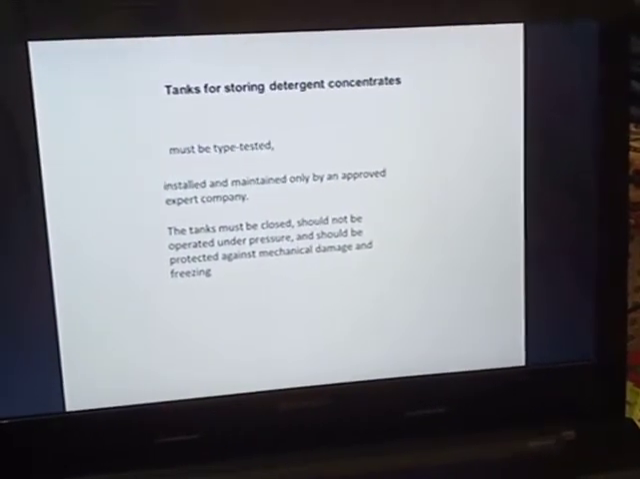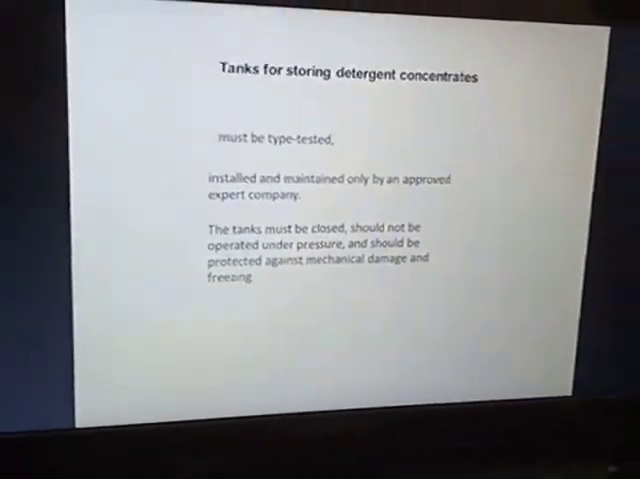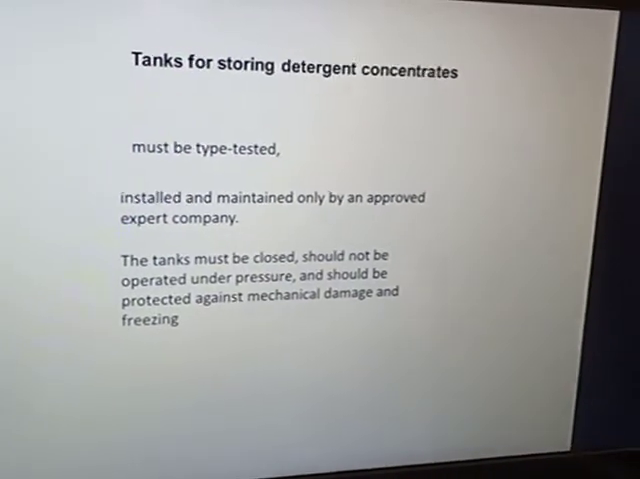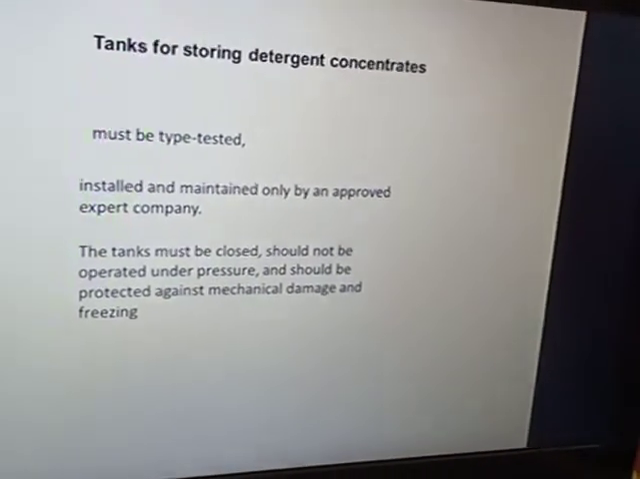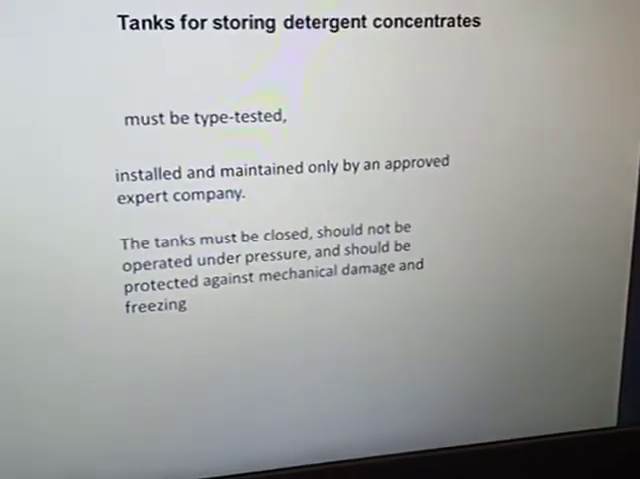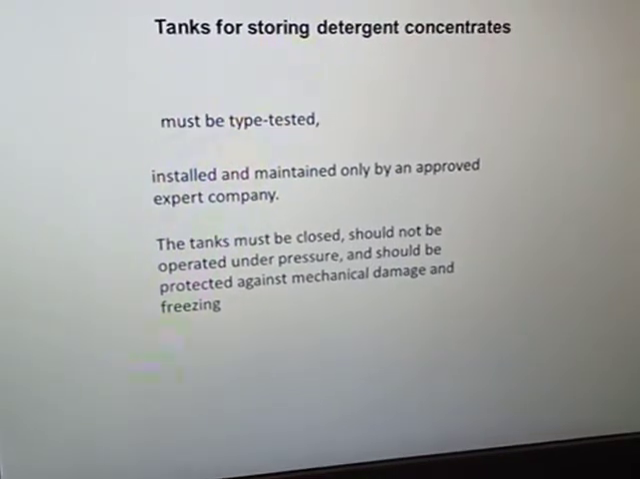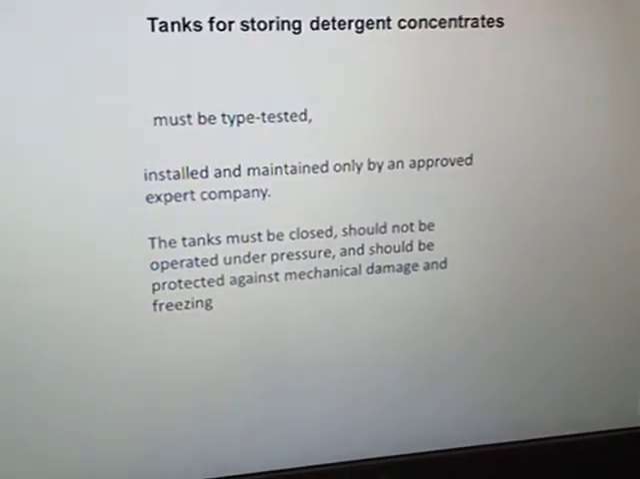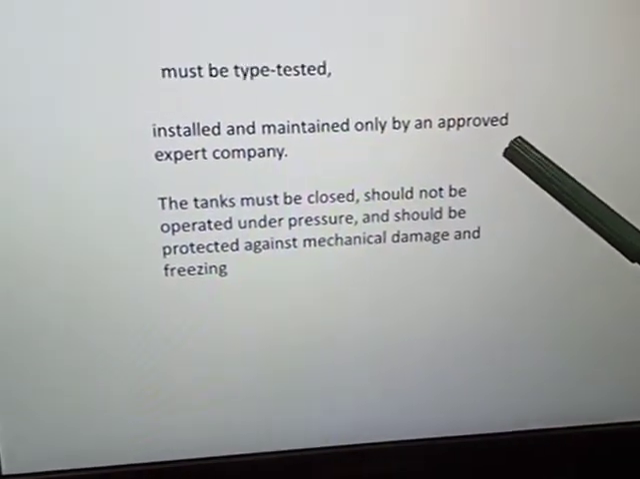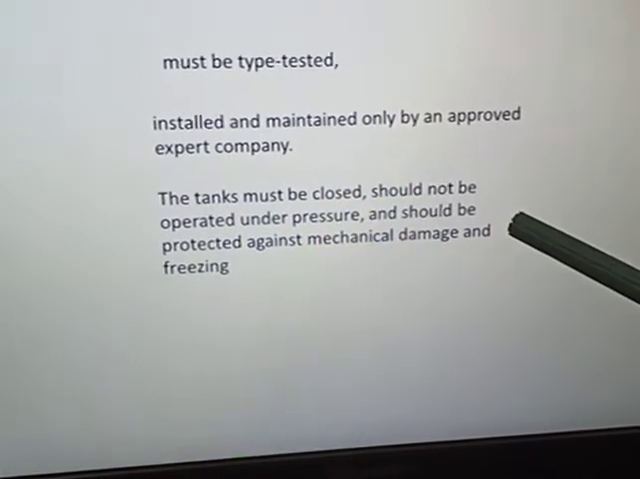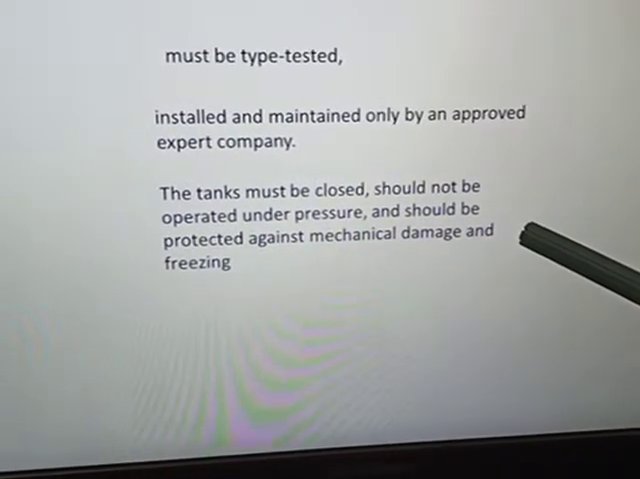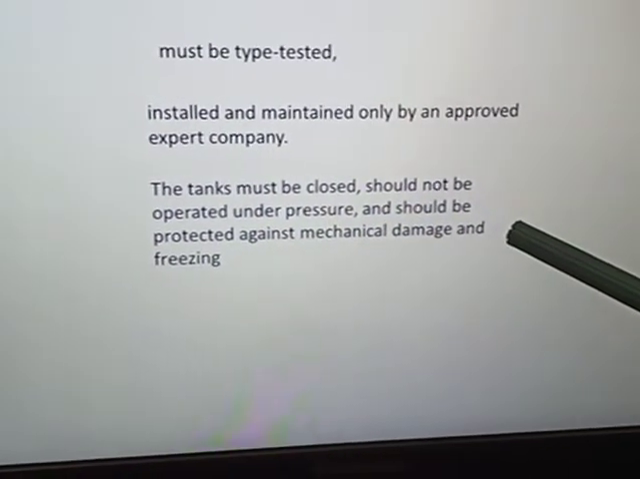Tanks for storing detergent concentrates. Yeah, you have to make a concentrate of detergent. Detergent might be in the form of a solid powder, and you have to create this concentrate. The tank must be type tested, installed and maintained only by an approved expert company. So you have to control the staff that have access to this chemical. The tanks must be closed, should not be operated under pressure, and should be protected against mechanical damage and freezing.